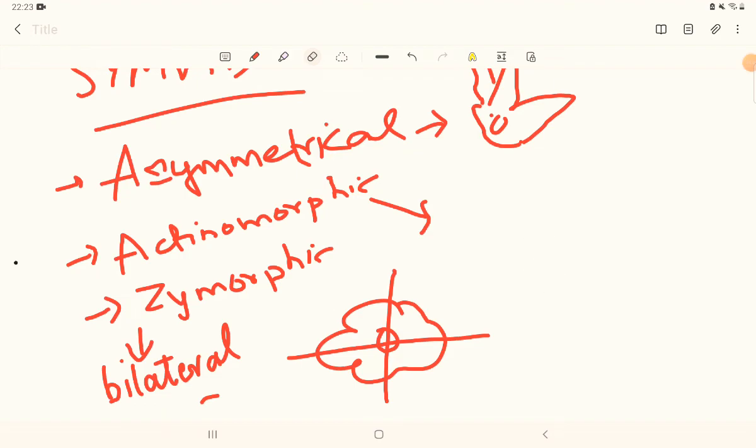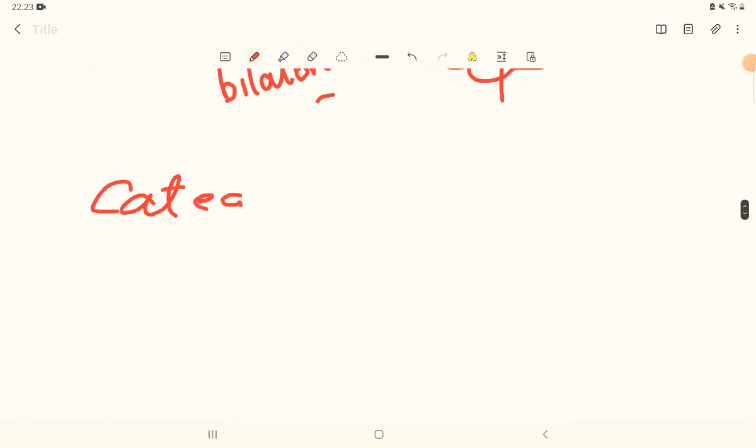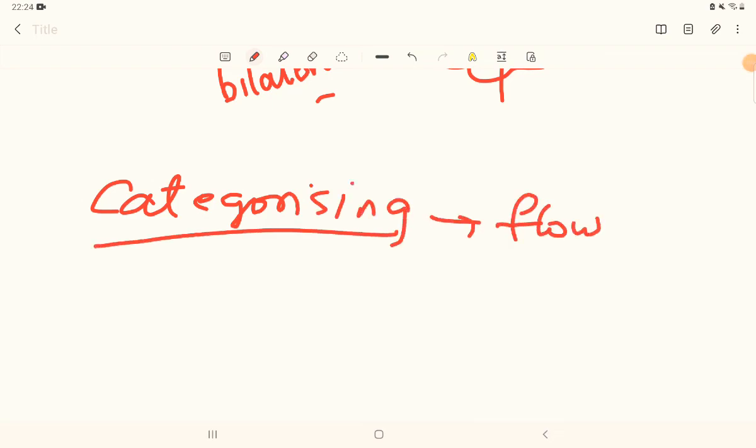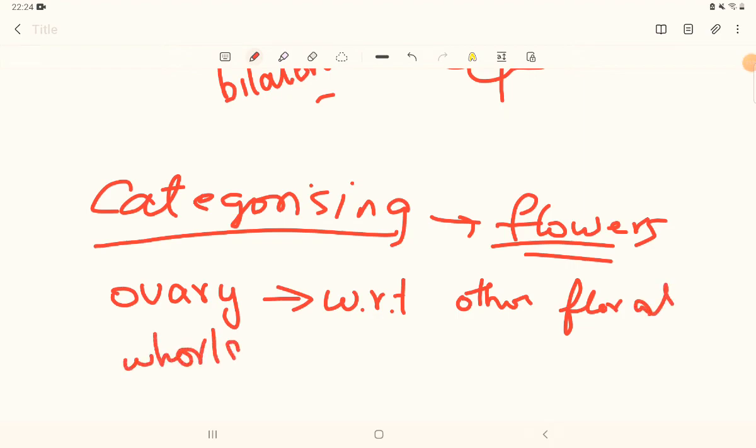So next we'll be learning about something called the position of floral parts. So we are categorizing the flowers into three main types based on the position of the ovary with respect to the other floral whorls. Fine.